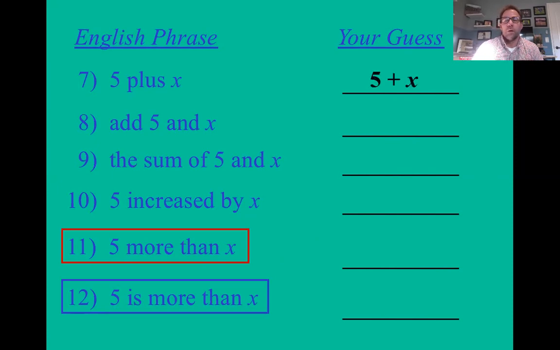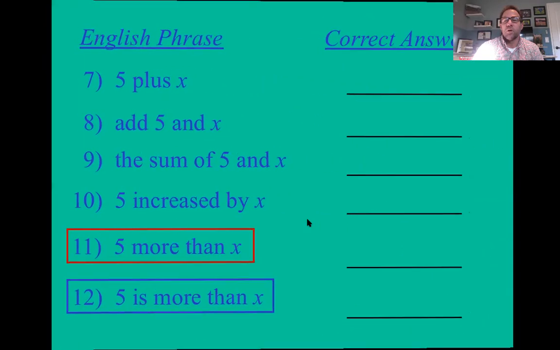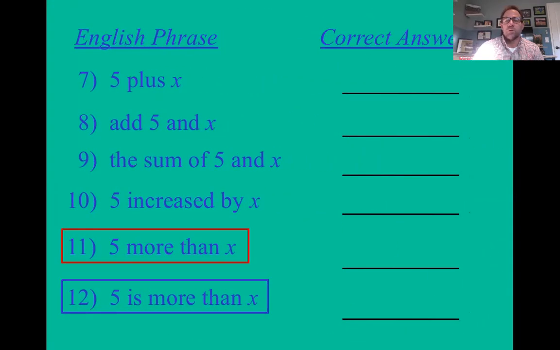Okay. All right, so I'll do the first one with you, 5 plus x. That's pretty easy. Okay. All right, so now I'm going to move over to the correct answer. So you're just sliding over one column, and I'm going to give you the correct answers. You go ahead and check, see if you did them right. So 5 plus x, 5 plus x, right? So I'm writing it the way I read it, 5 plus x.